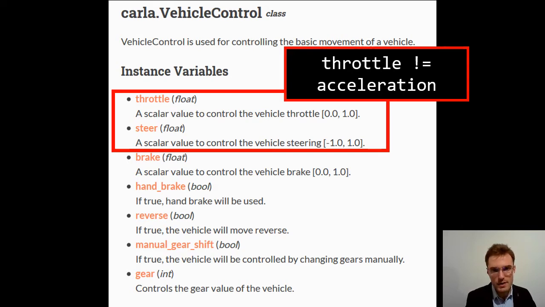So if your module is about to decide some velocity profile or acceleration profile, this won't be enough. You could obviously try to forward the acceleration, but what is really expected by the CARLA side is the throttle. And the second thing I want to say is that these values are continuous. In this case, for throttle, it's between 0 and 1 in this interval.